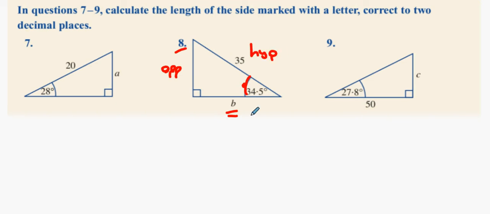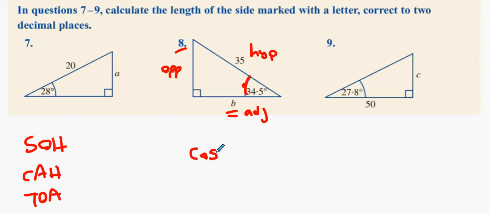And what side is B? What function should I use and why? Should I use sine, cos, or tan? Haymond, why ask me to use cos? No, you're right. Yeah, you want the adjacent, but you're going to use the hypotenuse to get it. What angle goes beside the cos? 34.5. What goes on top? The adjacent, which is B.